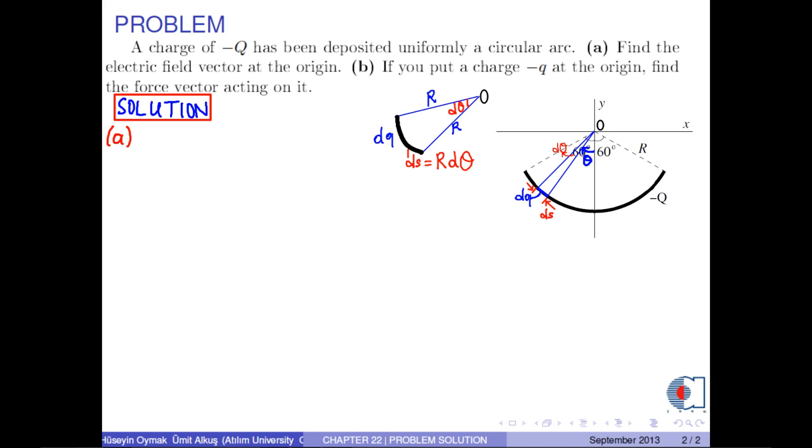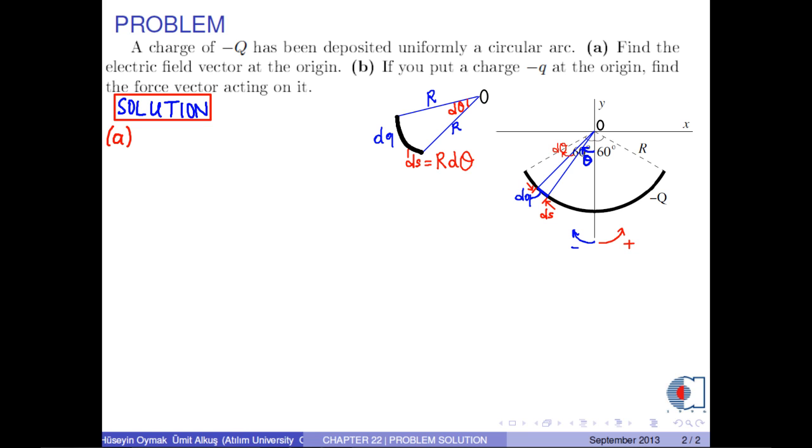According to the figure, dq is the differential charge on the differential circular arc length ds, which is calculated by r times d theta, where d theta is the differential angle. Also, theta is measured from the negative y-axis, and we accept this direction as negative. So, the other side is positive.